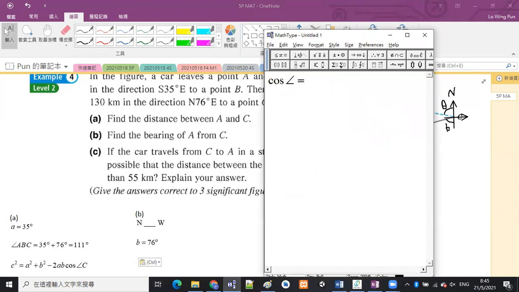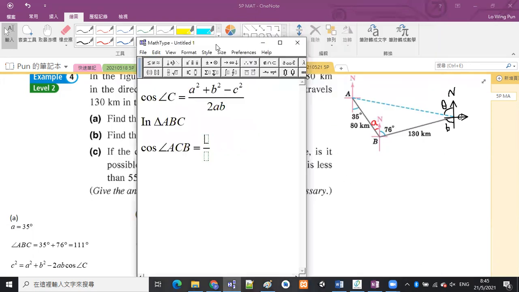Cosine angle C is equal to a squared plus b squared minus c squared over 2ab. This is the cosine formula. So in triangle ABC, this time I want to find cosine angle ACB, and it is equal to a fraction. Just write down the minus term first, the negative term. The negative term will be the length opposite to this angle. That should be 80. See this? Should be minus 80 squared.